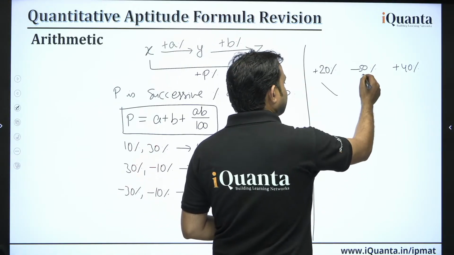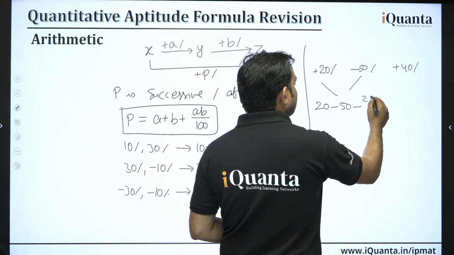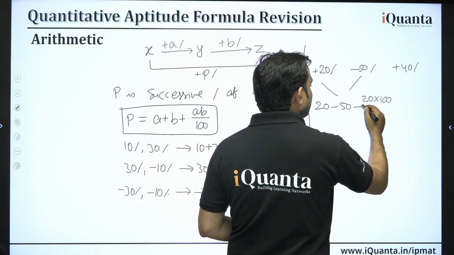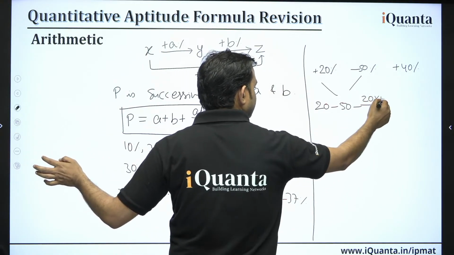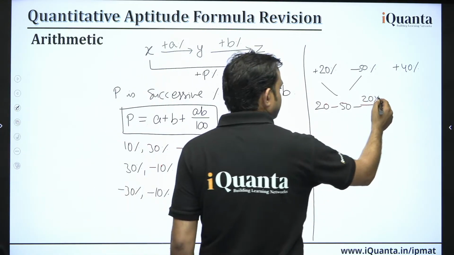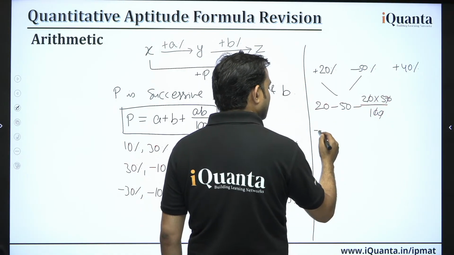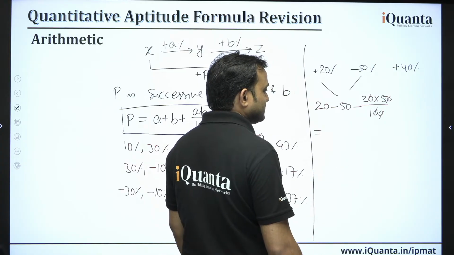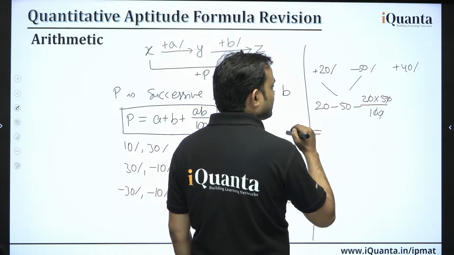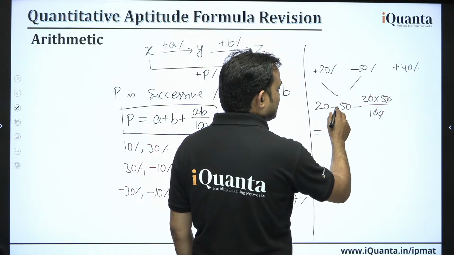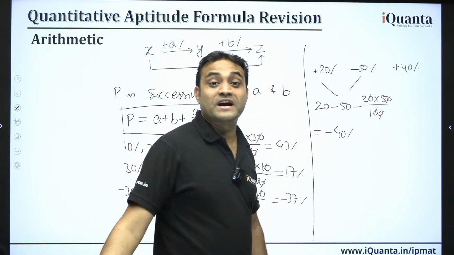So if I take this one, what will be the successive percentage change? 20 minus 50 minus 20 into 50 upon 100. So this will be equal to 20 minus 60, right, minus 40%. The change is minus 40%.